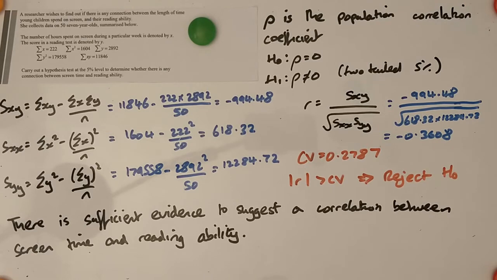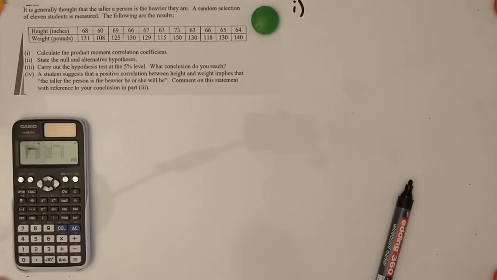I'm going to do one more example and then we'll move on to Spearman's rank. So here's an example with some raw data. It's generally thought that the taller a person is, the heavier they are. As a short lad, I'm obviously the exception to the rule. A random selection of 11 students is measured. The following are the results. First part, calculate the product moment correlation coefficient.